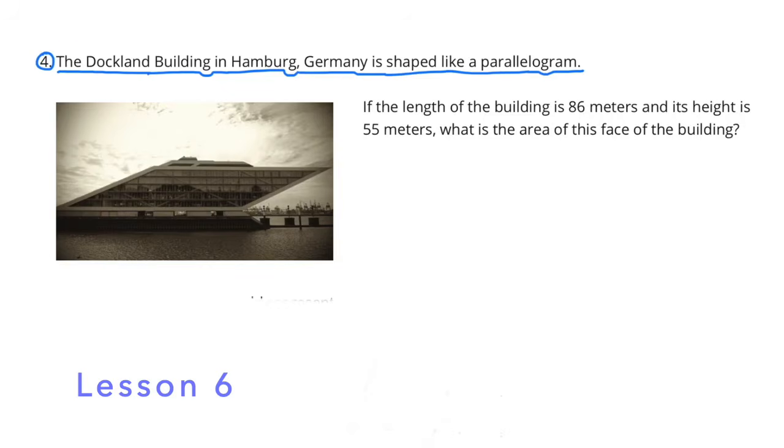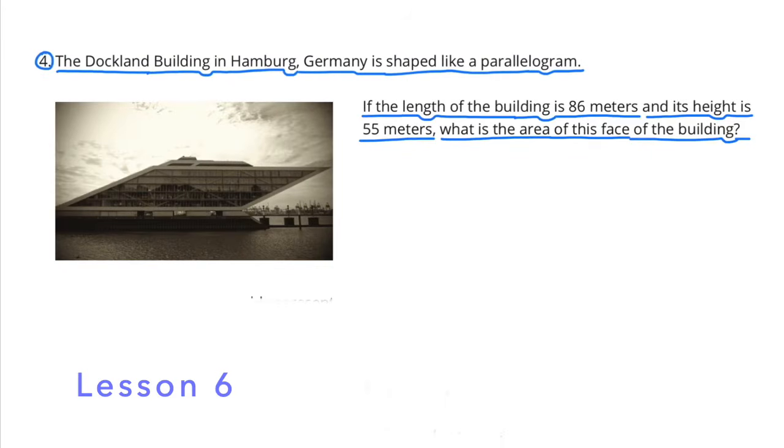Number 4. The Dockland building in Hamburg, Germany is shaped like a parallelogram. If the length of the building is 86 meters and its height is 55 meters, what is the area of this face of the building?